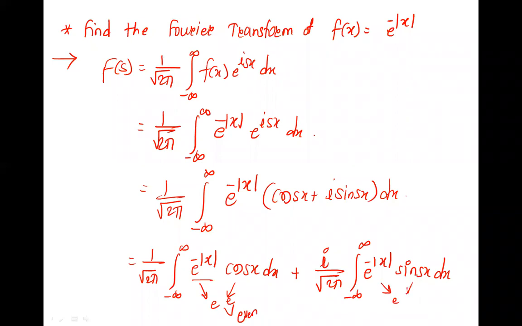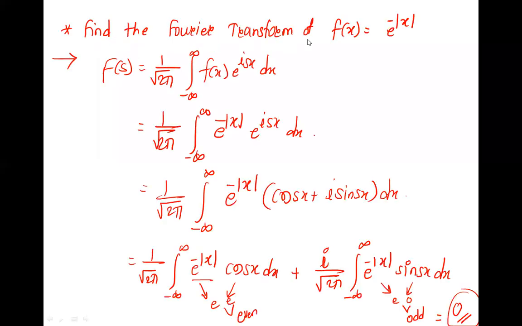Okay, this is even, sine is odd. Even into odd is odd. And as it is odd, the answer of this whole is 0. No need to solve, it is directly 0. We are solving this. But as it is even, what you can write for this integration? 2 times 0 to infinity. Integration 0 to infinity. Correct. So f of s is equal to 1 upon root 2 pi, 2 times integral from 0 to infinity e raised to minus mod x into cos sx dx. Have I written it correctly? Yes.